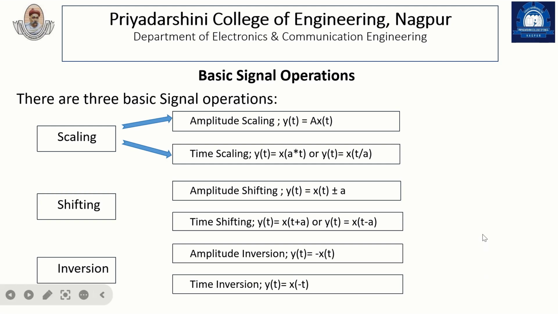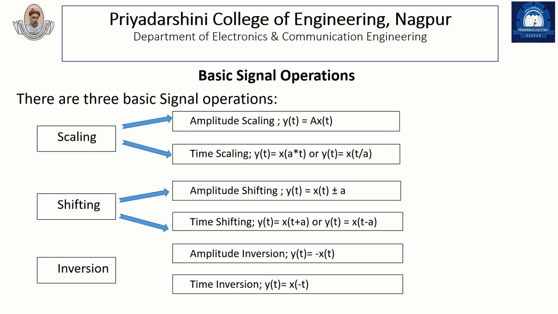The second operation performed on any signal is the shifting operation. The shifting operation again can be viewed as amplitude shifting and time shifting. For amplitude shifting, the output signal y of t is described as x of t plus or minus a. That means the shifting constant is added to the existing signal values, so the amplitude of the signal gets shifted by the shifting constant value. Whereas for time shifting, the output signal y of t is equal to x of t plus a, or y of t is equal to x of t minus a. That means the shifting constant gets added to or subtracted from the time value of the signal. So the amplitude remains constant but time changes.